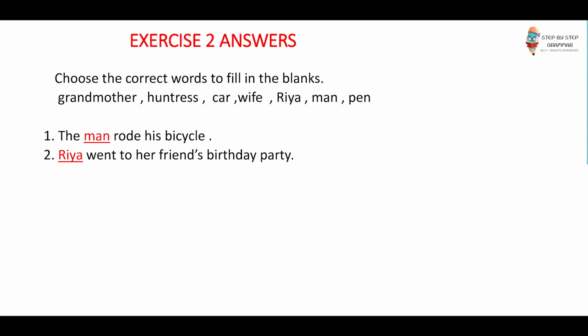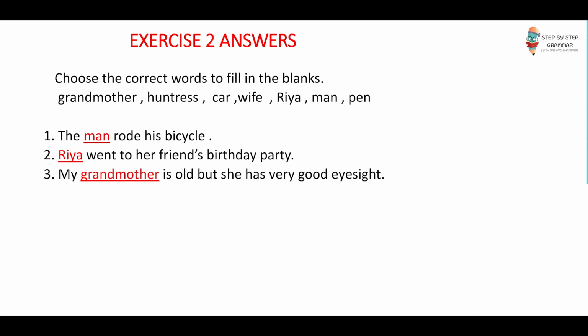Now, if we look at the feminine gender over here, we have grandmother also, we have huntress also, and we have got girl also. But if you must have gone through all the other sentences, you would have found out that it is only the girl that will fit in this particular blank. Then, my dash is old but she has very good eyesight. Again, it is grandmother. That is the correct answer. The dash spoke to her husband. Her husband. So, it has to be wife.